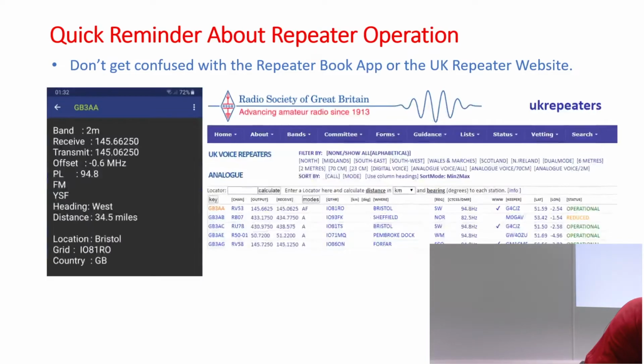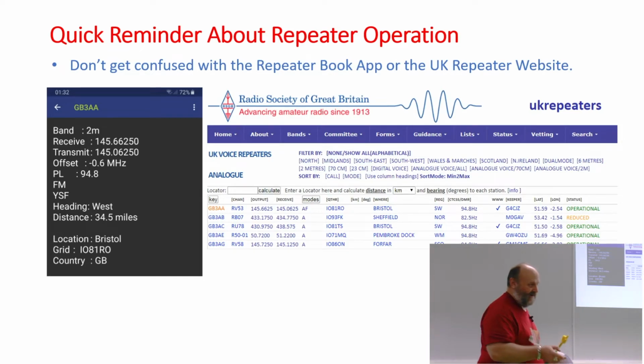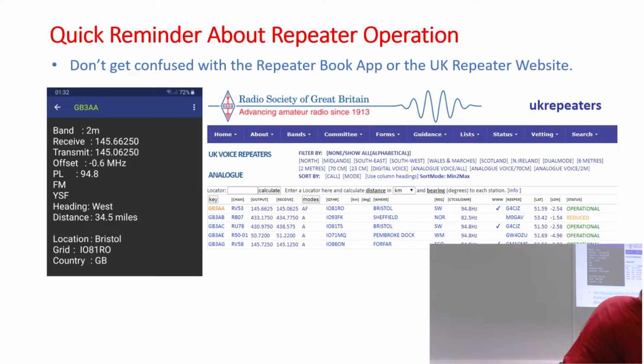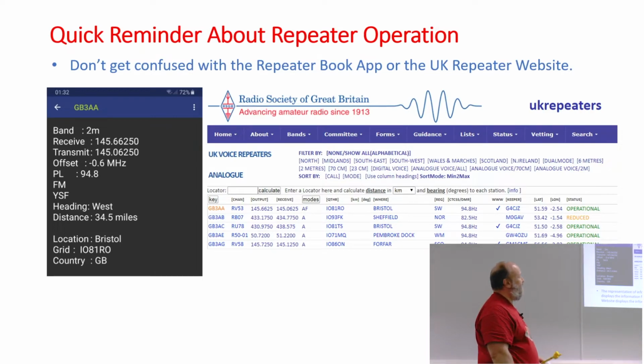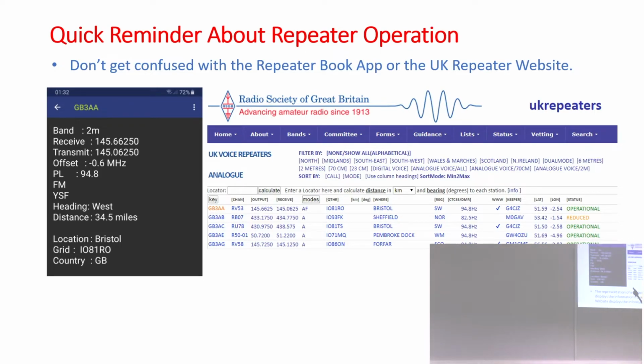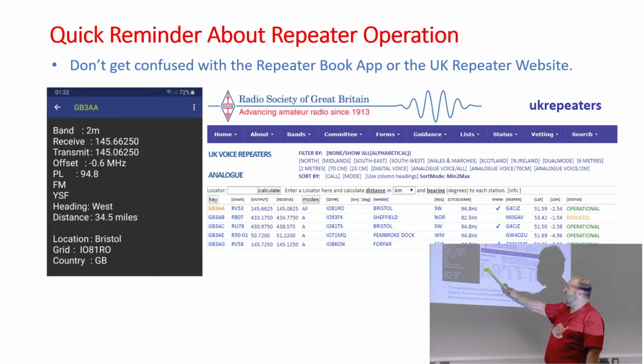Okay, quick reminder about repeater operation. This is why I've put this slide in there. There are 2 sources that people generally use for repeater information. On the left is the RepeaterBook app, and on the right is the web page for the UK repeaters provided by the RSGB. If you note, it's the same repeater, GB3AA, which is the one in Bristol.